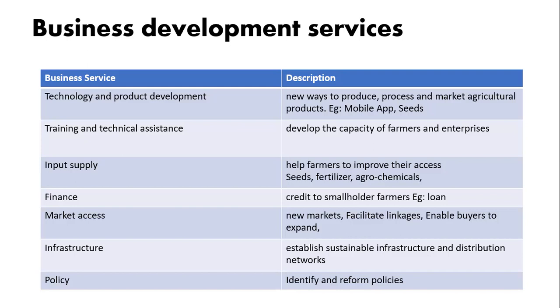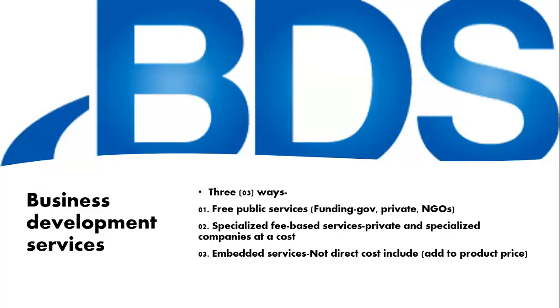The sixth one is infrastructure, where BDS work with infrastructure. They establish sustainable infrastructure and distribution networks, such as warehouses, distribution and grading. And the policy category, where they reform policies. These are the 7 main categories of business development services: technology and product development, training and technical assistance, input supply, finance, market, infrastructure, and policy. These are the main 7 BDS services.